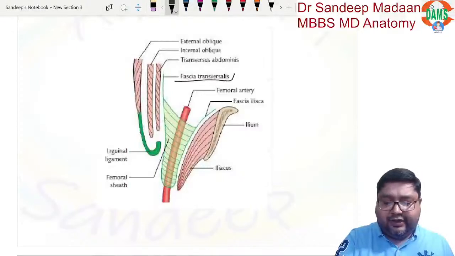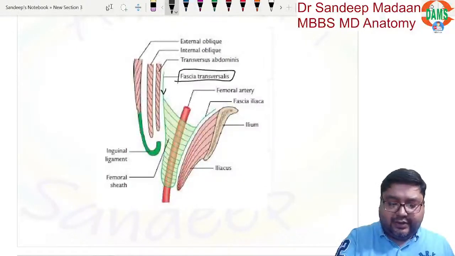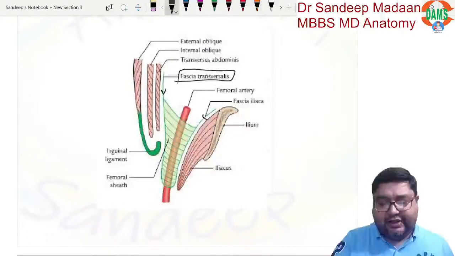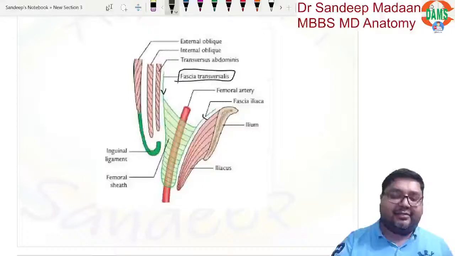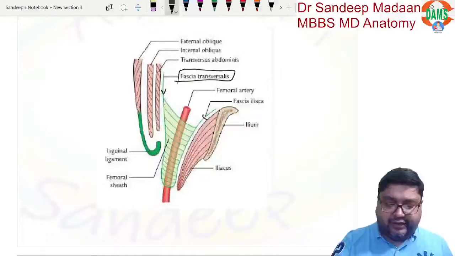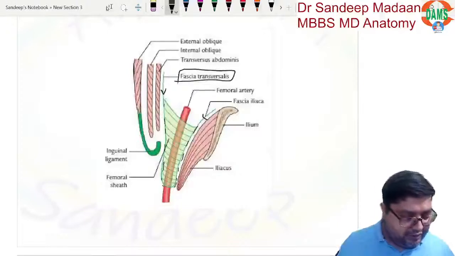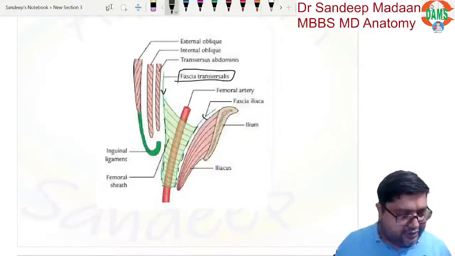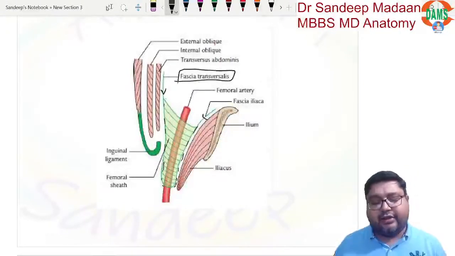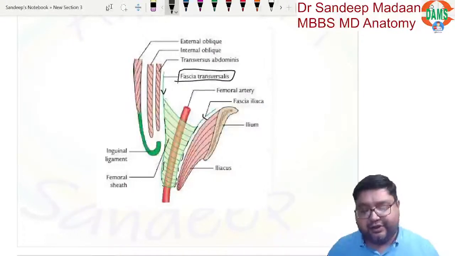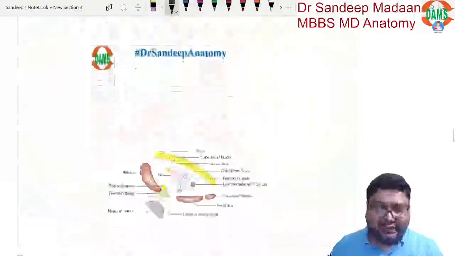Anteriorly, this is the fascia transversalis, which is coming down, and from behind, posteriorly, fascia iliaca, in front of the iliacus muscle. So fascia transversalis coming like this, fascia iliaca coming like this. Overall, they make the femoral sheath. So the femoral sheath will be contributed by two fascia, that is fascia transversalis and fascia iliaca.